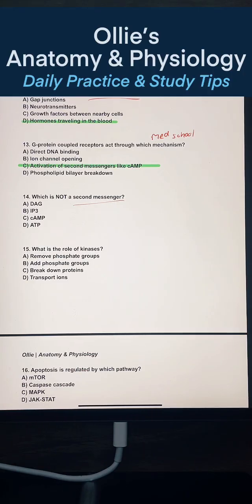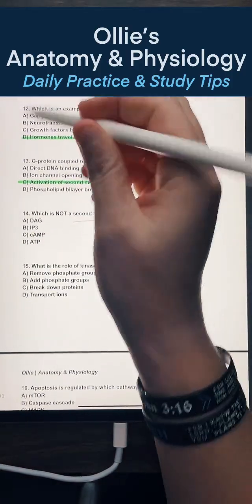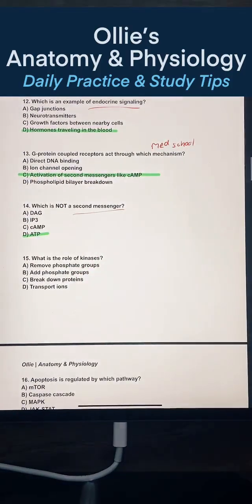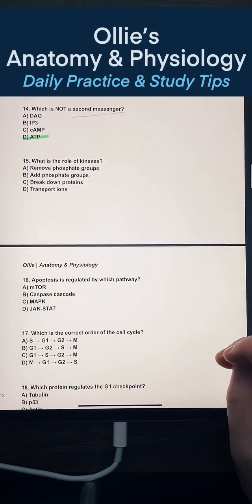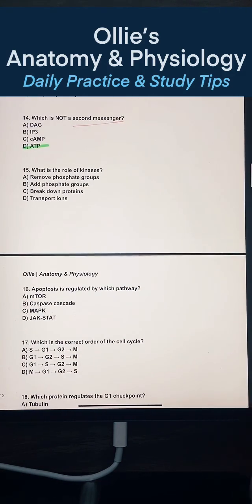A, B, C, or D? What do you guys think? Number 14, the answer is ATP. ATP is not a secondary messenger. It is an energy currency. It's not a signaling molecule. DAG, IP3, and cAMP are classic second messengers. You'll learn about them a lot in pathways.